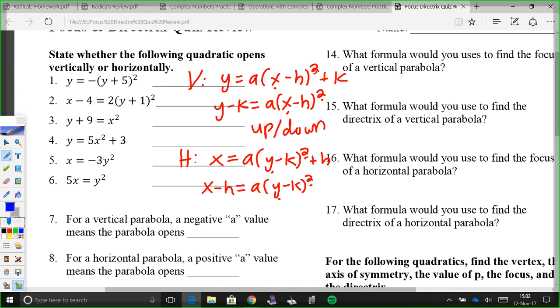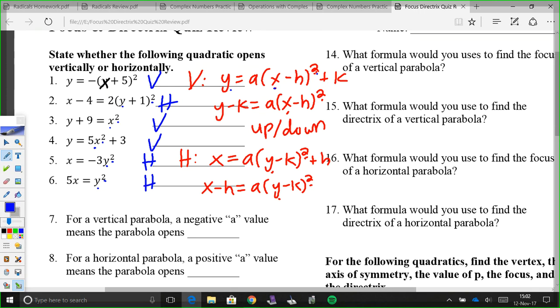Now, number 1, there's a bit of a typo. It's supposed to be an x plus 5. But anyway, notice it's y equals, and it's got the x squared, which means it's a vertical parabola, just like you see here, the y equals and the x being squared. Here, I have the y being squared, so that makes this horizontal. Number 3, I have the x being squared, which makes it vertical. Number 4, the x is being squared, so vertical. Number 5, the y is being squared, so it's horizontal. And number 6, the y is being squared, so it's also horizontal.